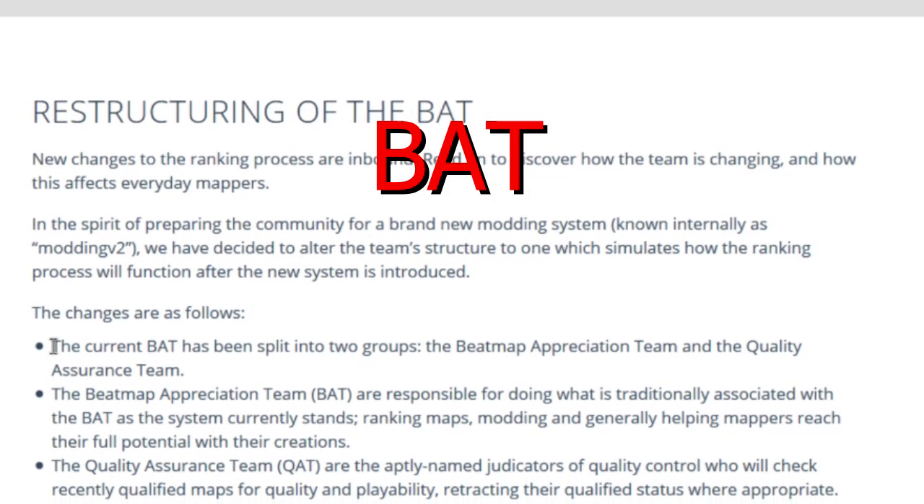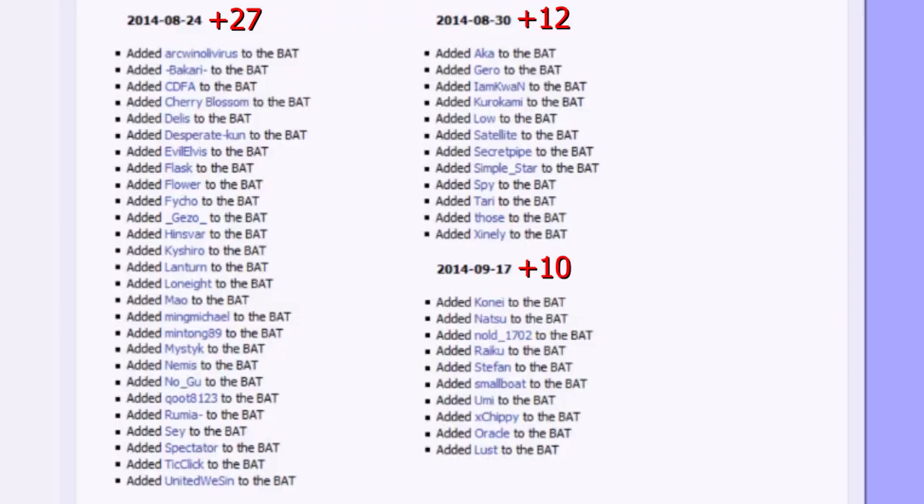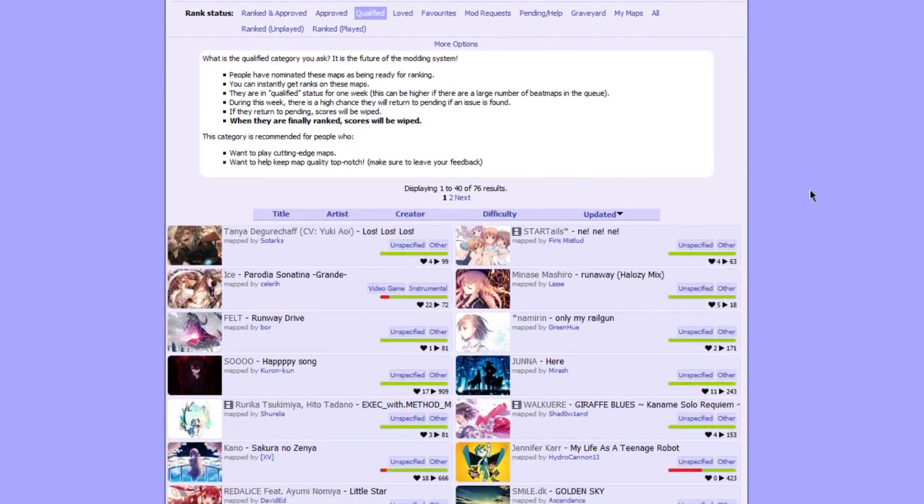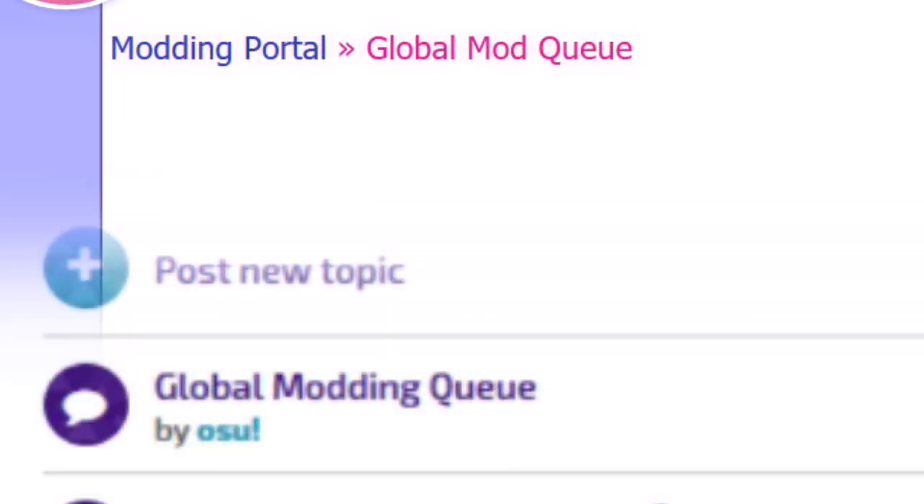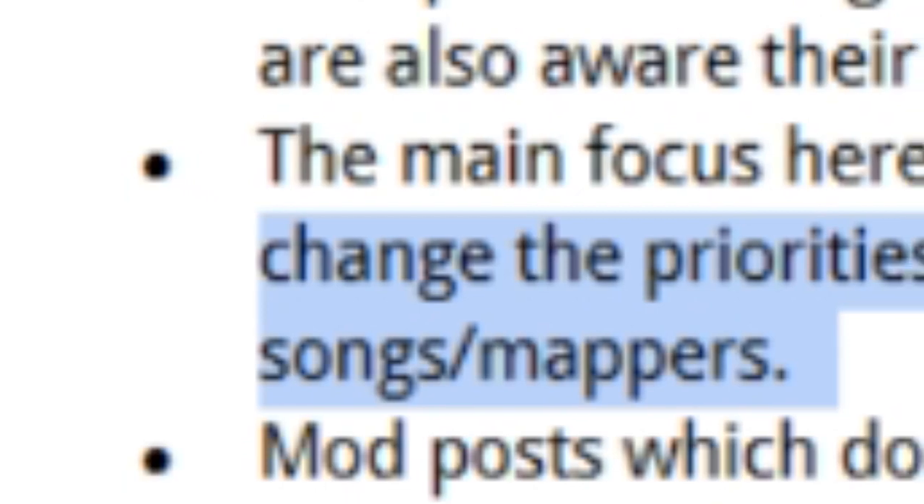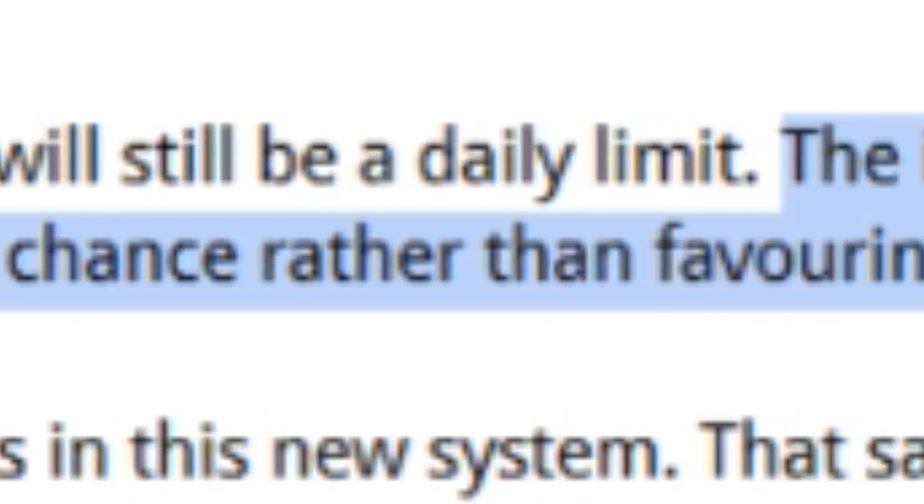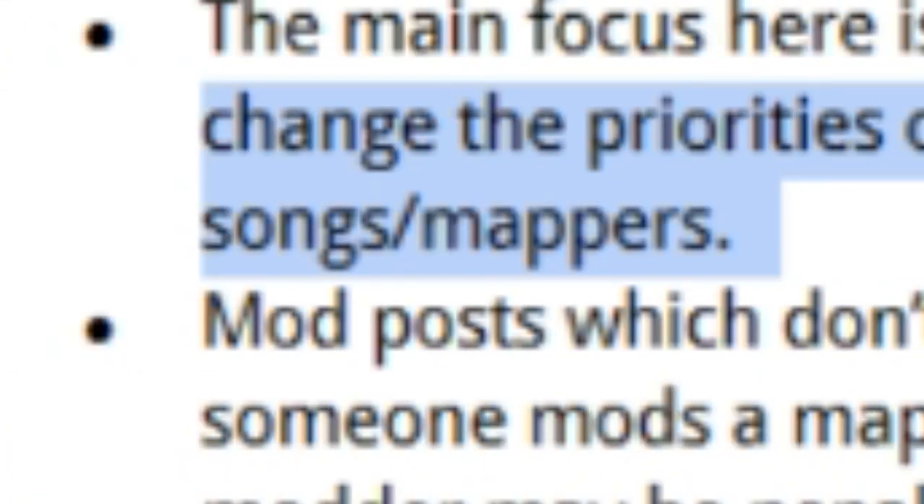With this system in place, the BAT would split into two groups, potentially any community members could become nominators, and the qualified section could begin activity. All of which did end up happening, unlike the global modding queue. The idea is to change the priorities of which maps are ranked, giving all mappers a fair chance rather than favoring popular songs and mappers.